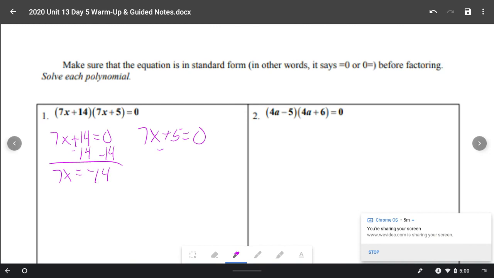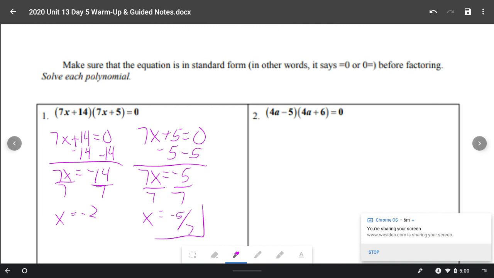And we subtract the 5. So now we have 7x equals negative 14, 7x equals negative 5, and we want to solve for x. That means get x by itself. So if we solve for x, we divide by 7 for both of these. So then we get x equals negative 2, and x equals negative 5 over 7. And those would be my two answers.